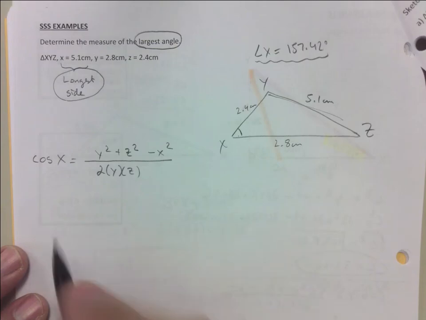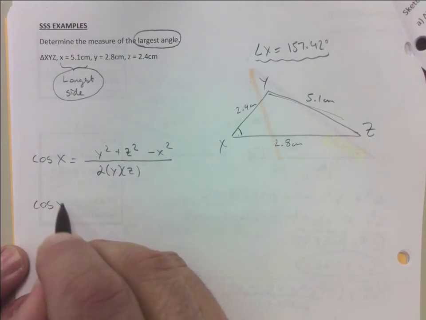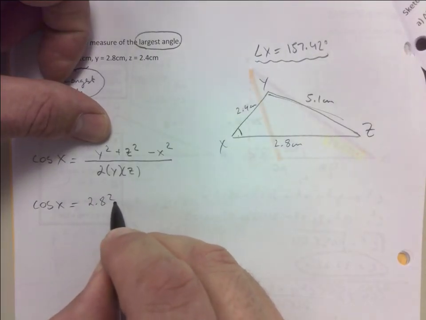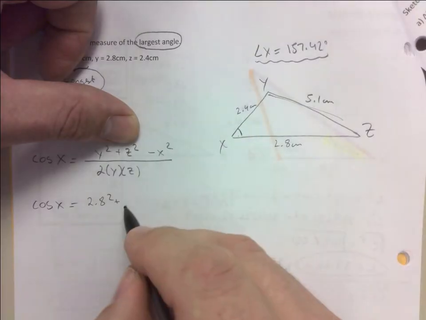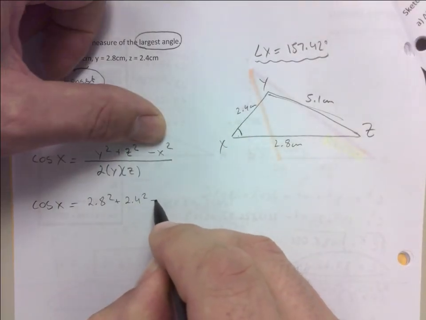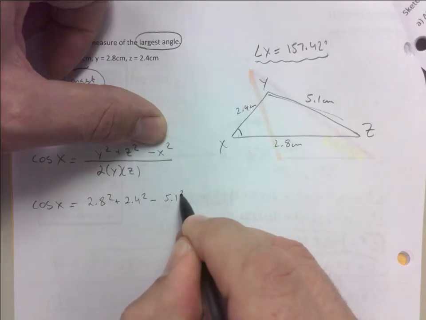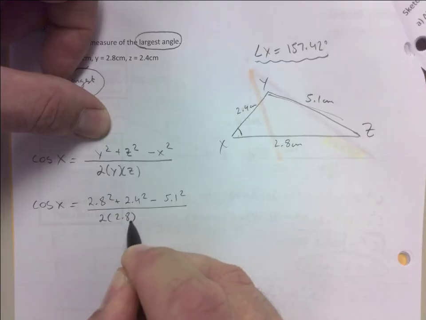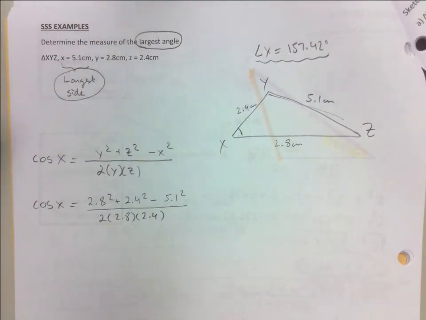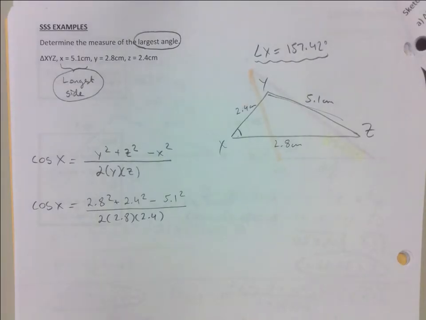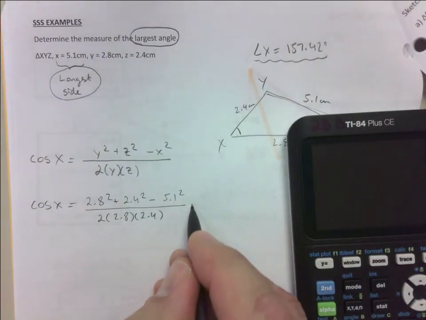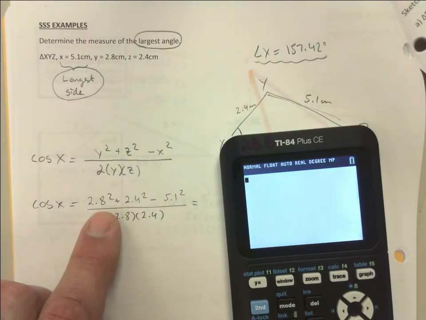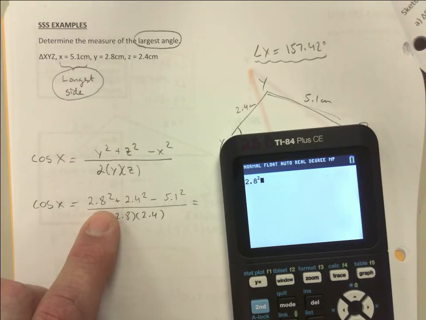So, given that template, you just plug in. Y is 2.8, Z is 2.4, X is 5.1, divided by 2 times 2.8 times 2.4. That is a must. Now, those of you that love to type in everything in one shot, I would warn you against that. I would strongly suggest don't do it.